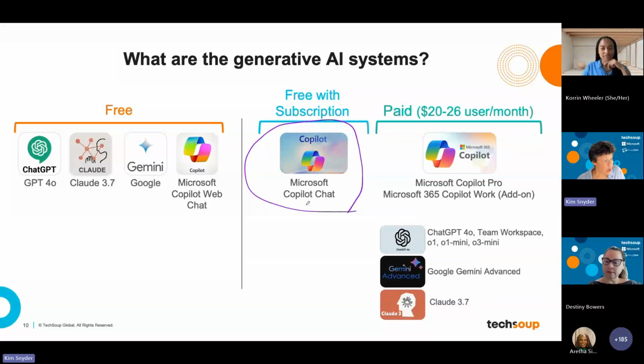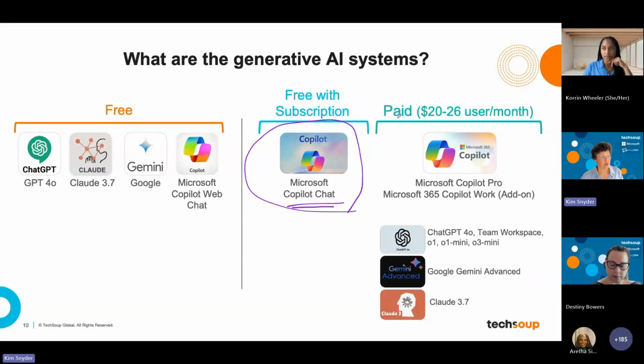Then there's Microsoft Copilot Chat. For any of you that have Microsoft subscriptions through your organizations, this is free with your subscription. There are also a lot of really good reasons why we encourage organizations, especially when getting started with generative AI, to use this tool right here. And we're going to get into that in a number of different ways as we talk about rollout.